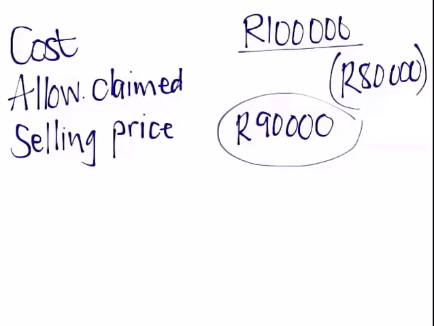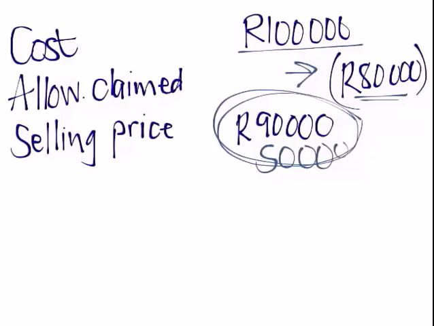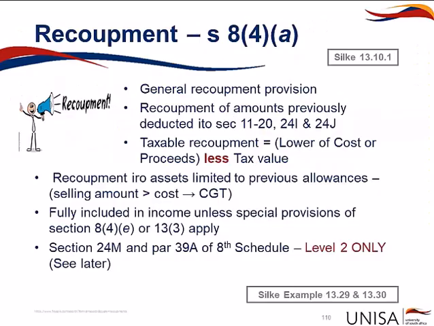But we were able to get a deduction for 80,000 of the cost. So in essence, SARS is saying they want you to pay back the deduction that you got because you are now being compensated in excess of those allowances claimed. Therefore, we need to recoup the 80,000 into taxable income. If we had only sold it for 50,000, then we would have recouped 50,000.